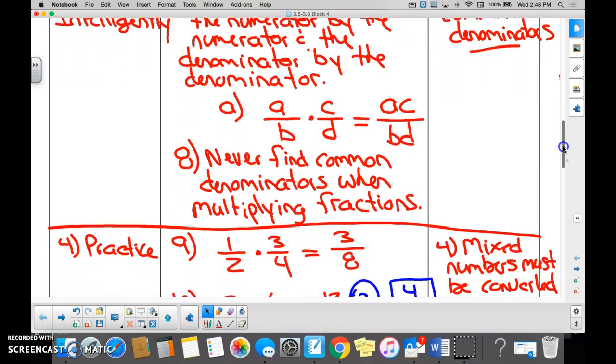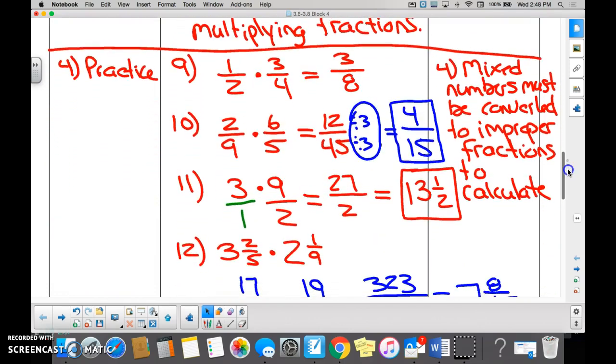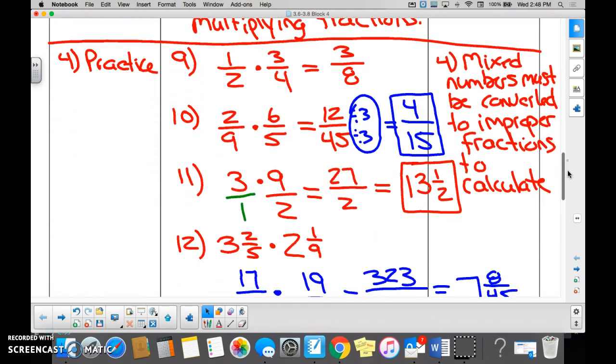Cool. And now here's our practice. There's really nothing brand new down here, other than a few things that we need to clarify or that we have to make sure you're certain of. First of all, on number 9, straightforward. Multiply numerator by numerator, denominator by denominator, done. Number 10, same thing, except 12 over 45 reduces, yes or no?